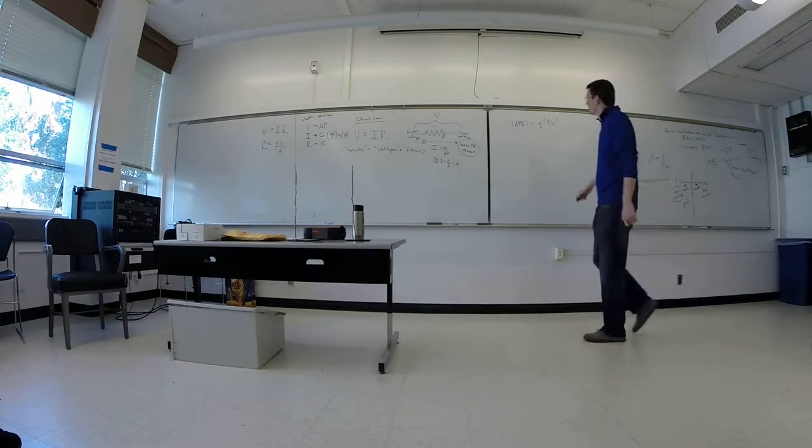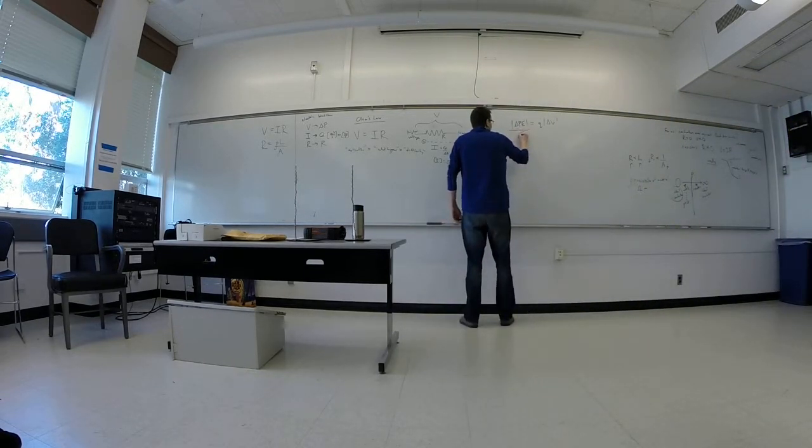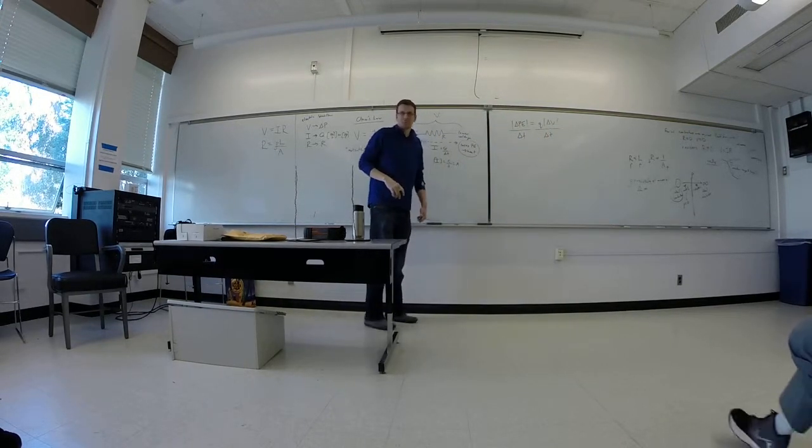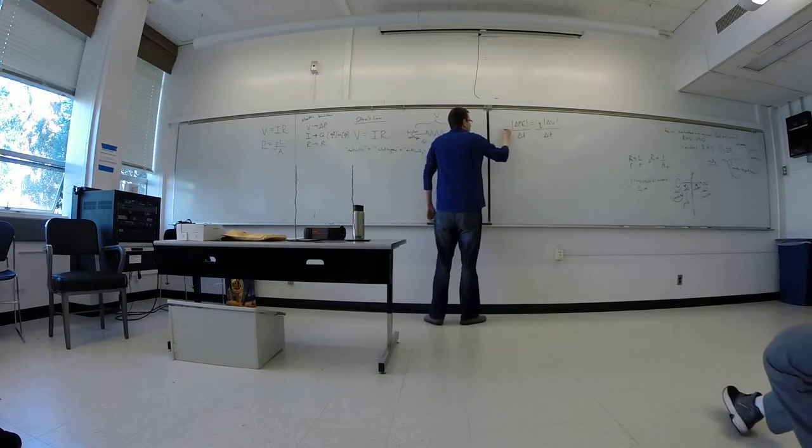So a better way to describe it would be the rate at which it's done. We have a name for energy per time. It's called power. So this is the power dissipated by the resistor.